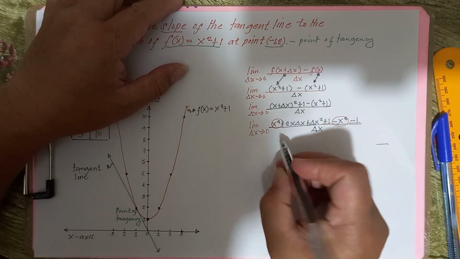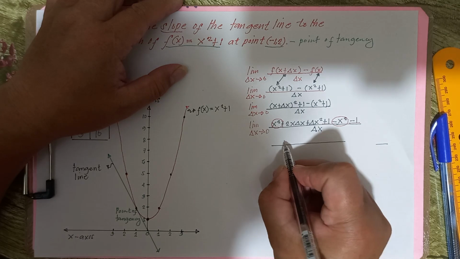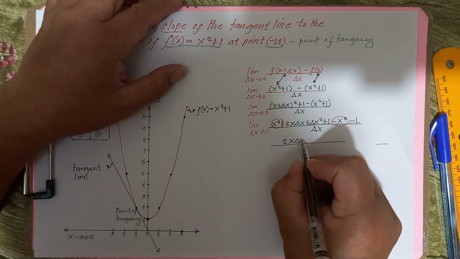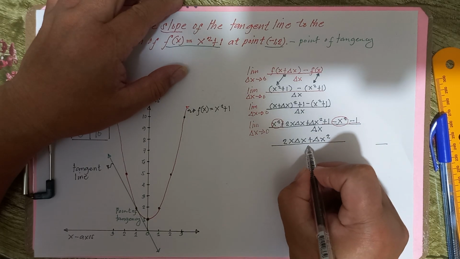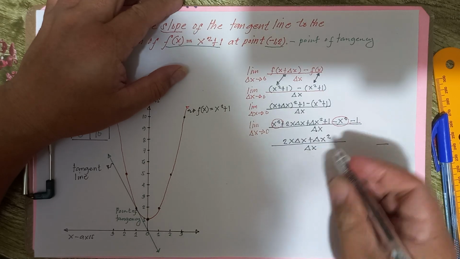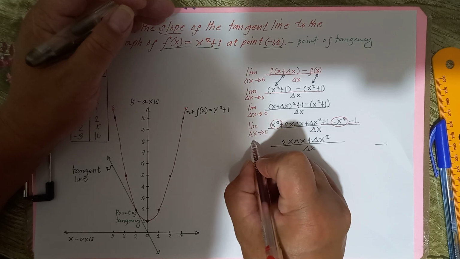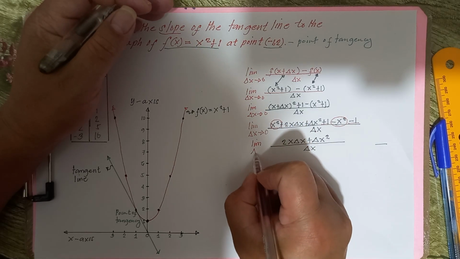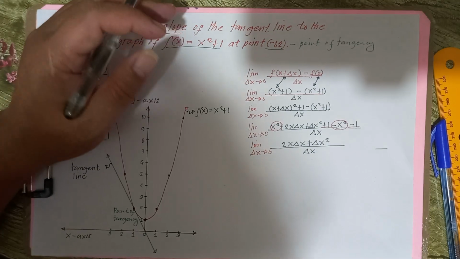So we have now a result that is the same as 2x change of x plus change of x raised to 2 over the change of x. Definitely still we have the notation of limit. We did not yet use the limit. So still included is change of x as it approaches 0.